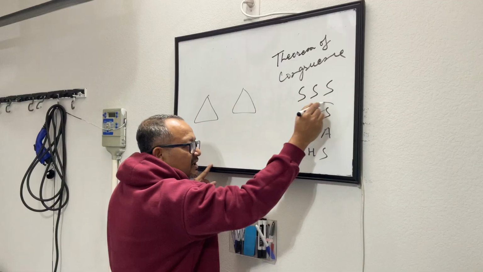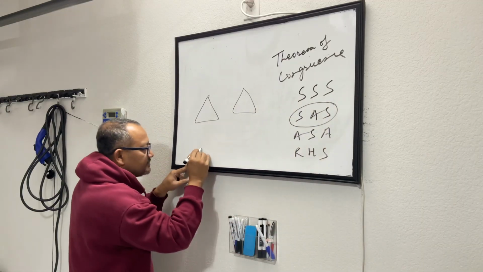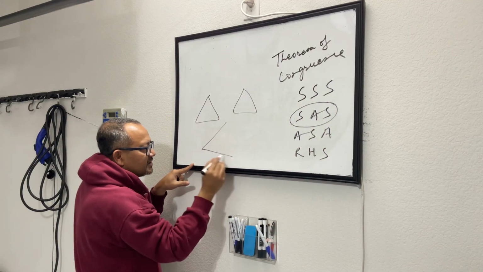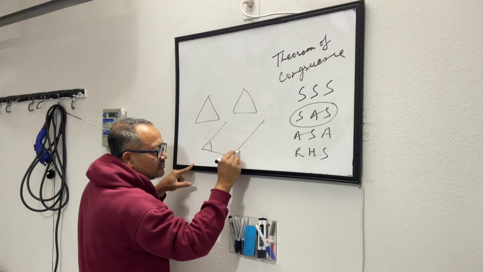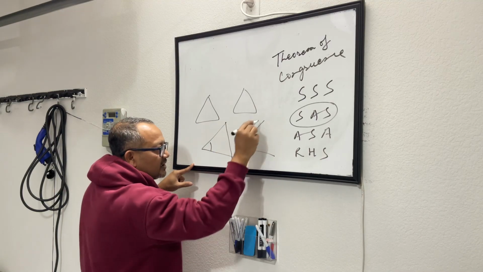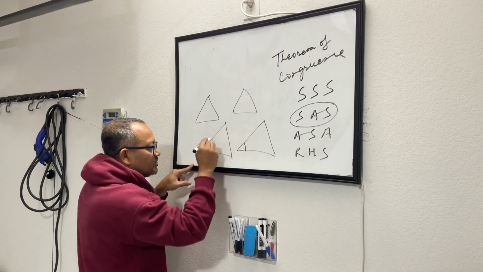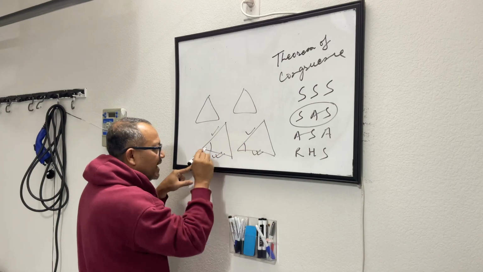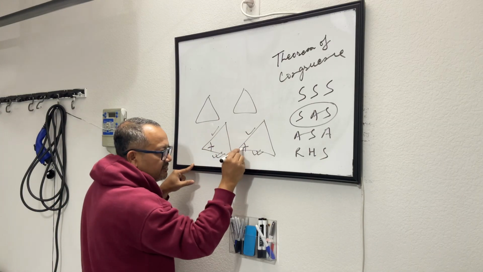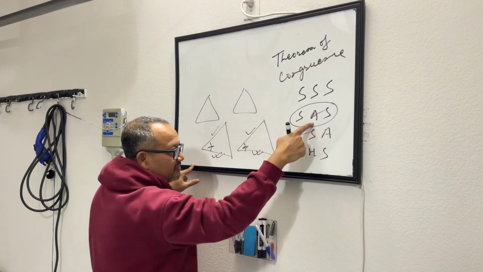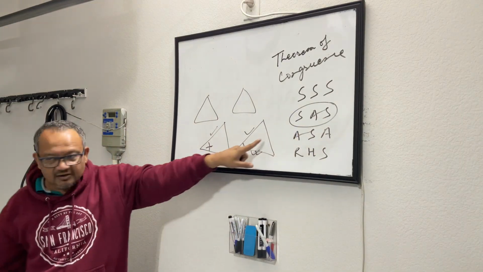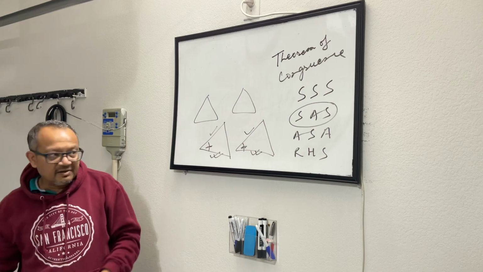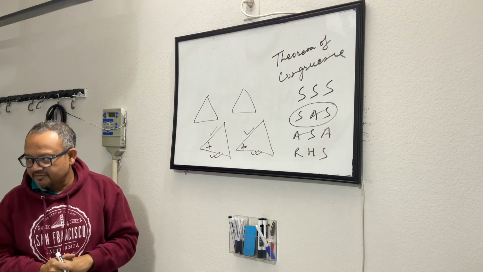This one says, if you have 2 sides and the angle, let's say you have 2 triangles, this one and this one, 2 sides, this side and this side matching, this side and this side matching, and the angle between them matching. 2 sides and the angle between them matching. Your third side will also be the same, or the triangle will be congruent.